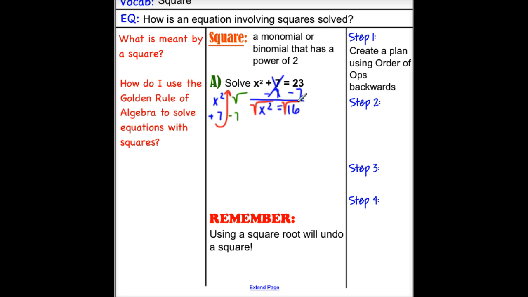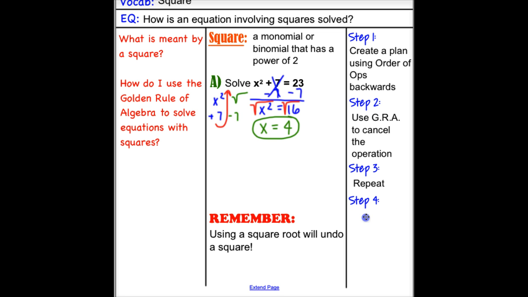The square root of x squared is x, because we ask, what times itself will give us x squared, and that is x. And the square root of 16 is 4, because 4 times 4 is 16. So we have our solution, knowing that after we created our plan, we use our golden rule of algebra to cancel the operation, and then we repeated that step until we were done. In our case, we did it twice.